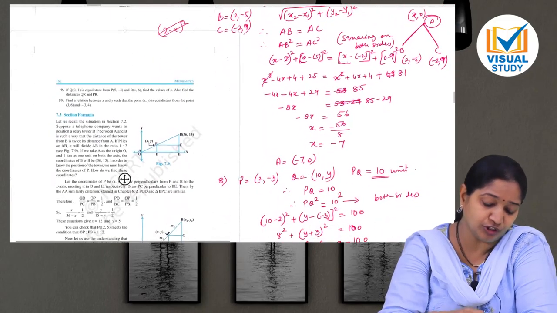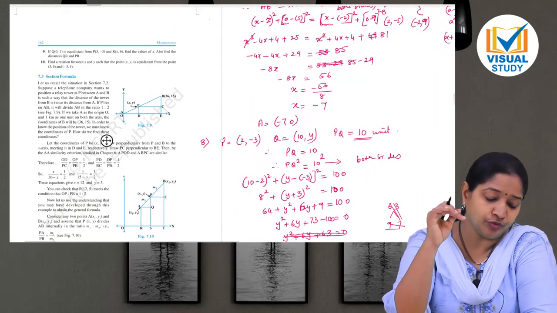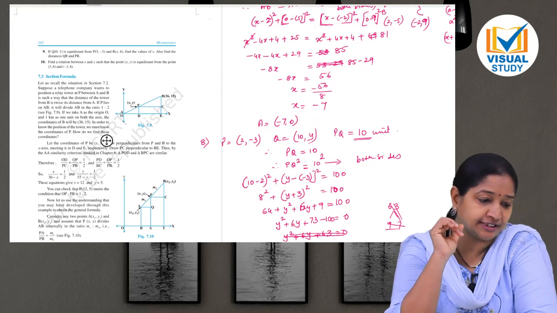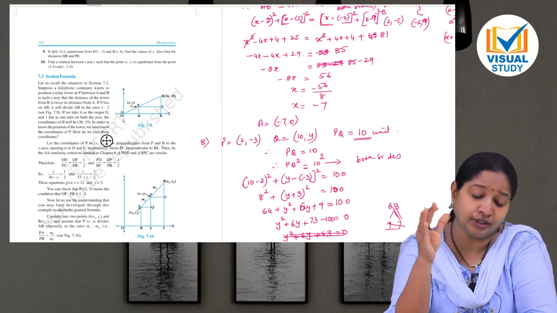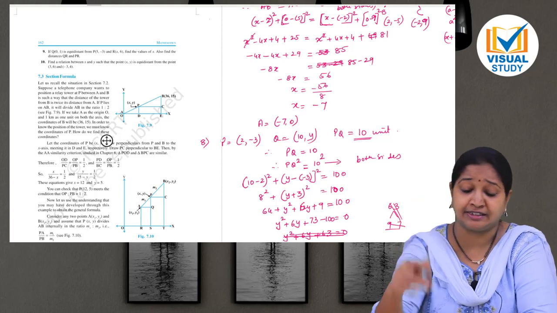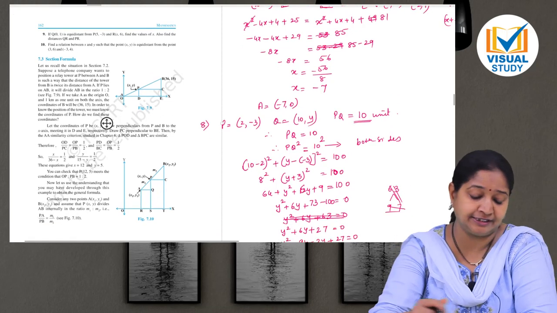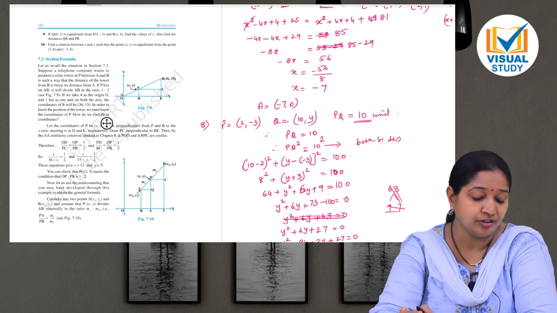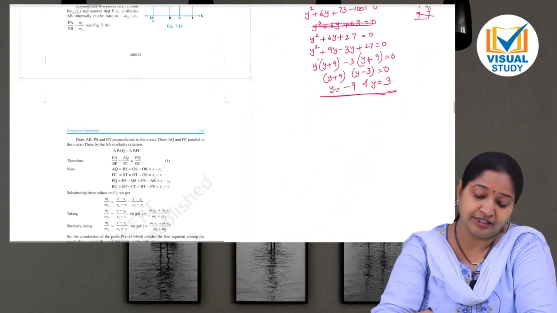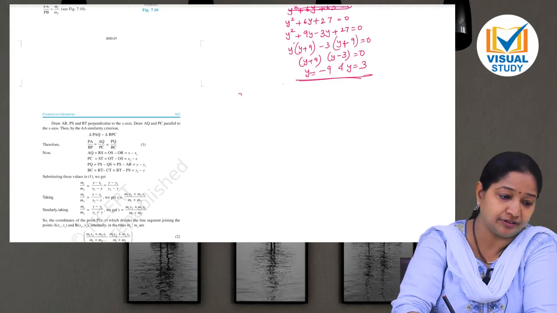Okay. Now what is the ninth one? If Q is (0, 1), it is equidistant from P and R. Okay. Already they have told us it is equidistant. Same like your last sum. Also find the value of x, and also find the distance between QR and PR. So it's a very lengthy sum. Ninth one.